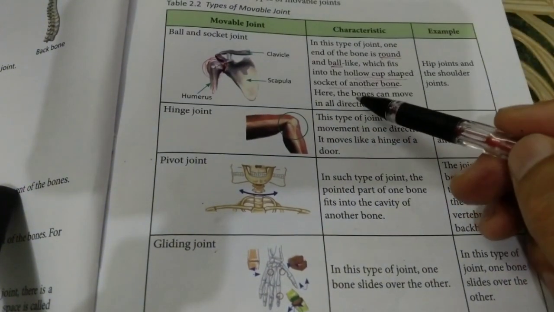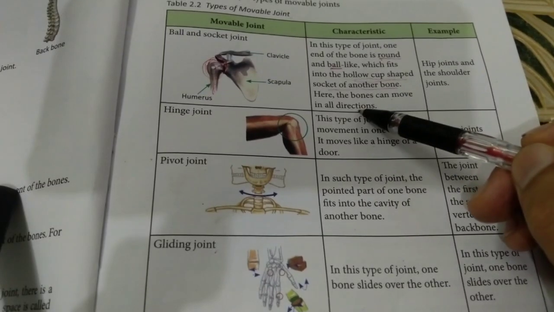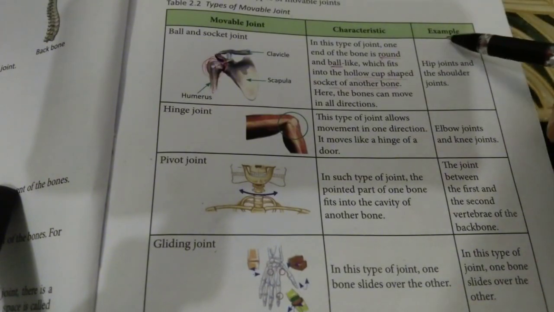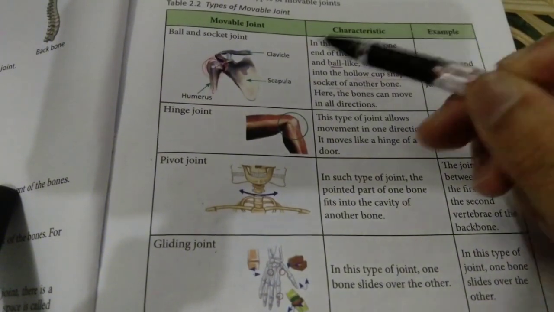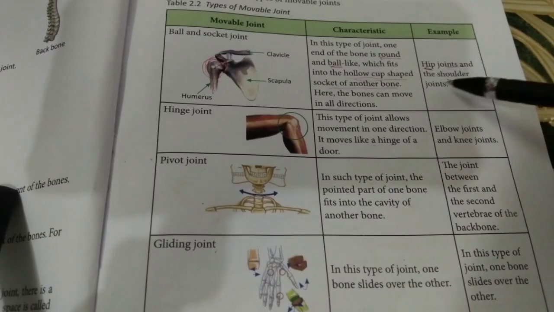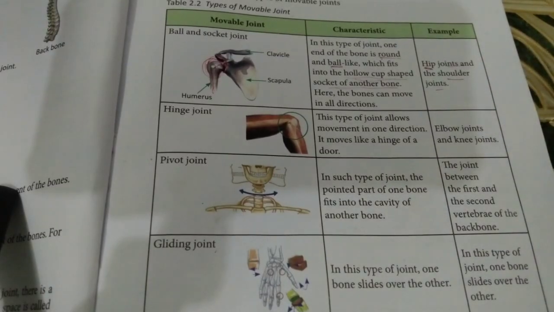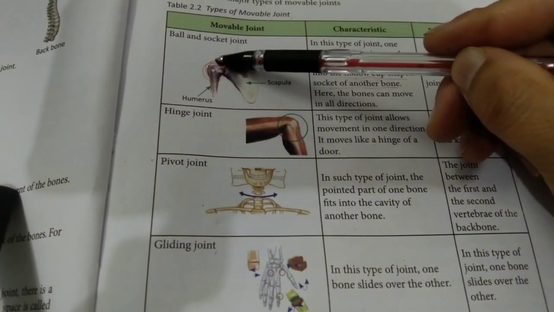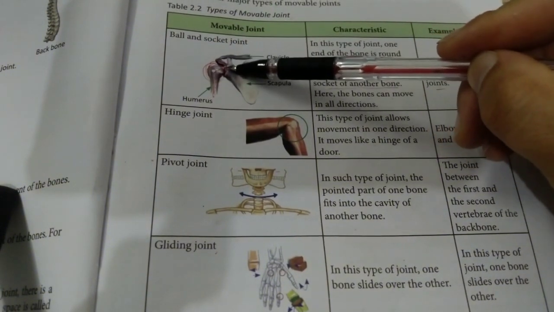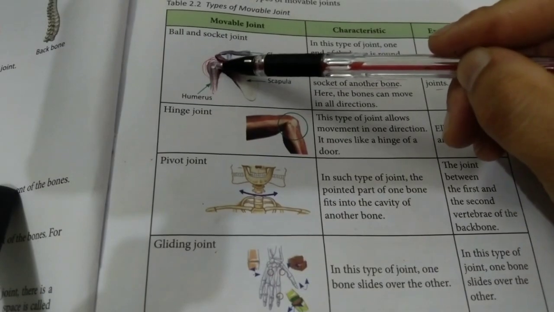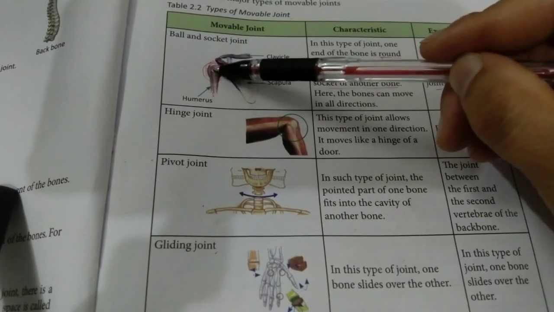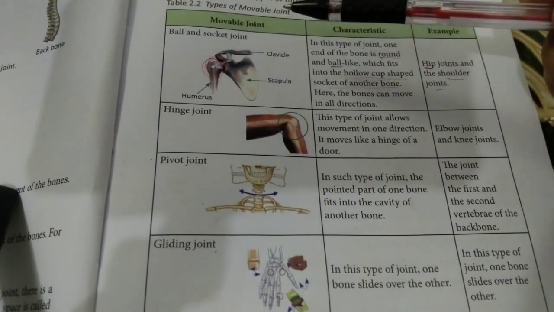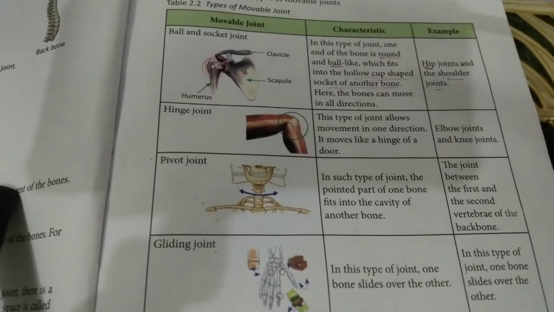So here the bone can move in all directions. The examples are the hip joints and shoulder joints, which are examples of ball and socket joint. One bone has a cup like structure, the socket, and the round and ball like end of another bone is fit into the cup like structure of the other bone. That is why this joint is known as ball and socket joint.